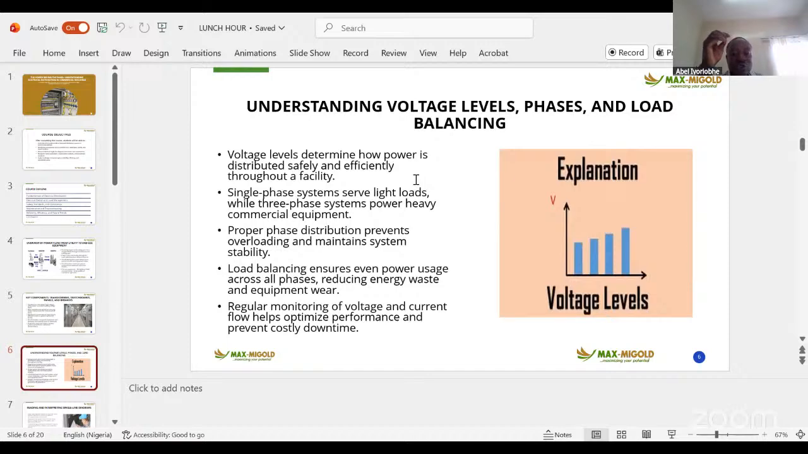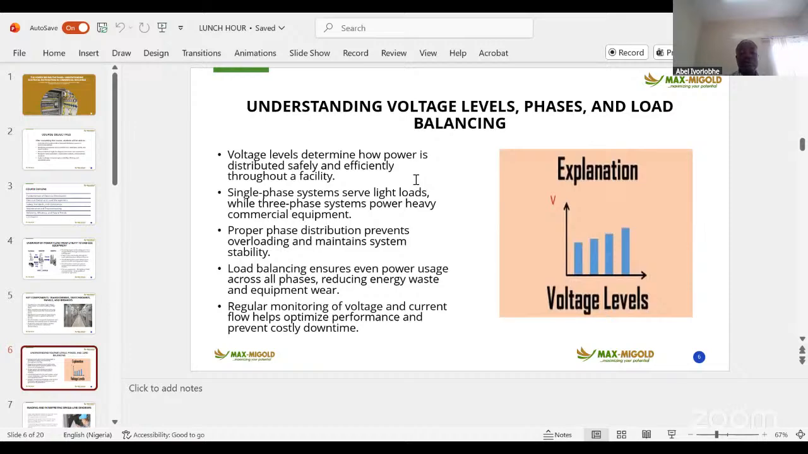Load balancing ensures even power usage across all phases. If you balance your load, your generator will function well, your alternator will function well, your transformer will function well. You also have to ensure that regular monitoring of voltage and current flows helps optimize performance and prevent costly downtime. What does this one say?